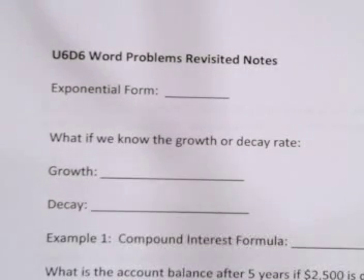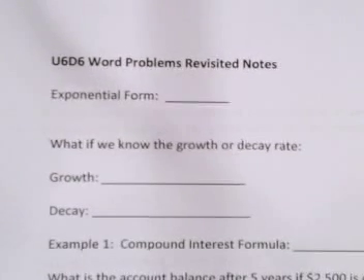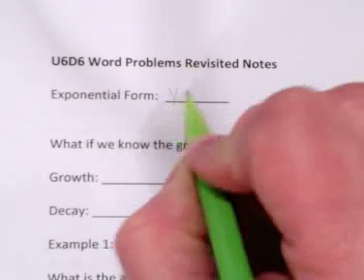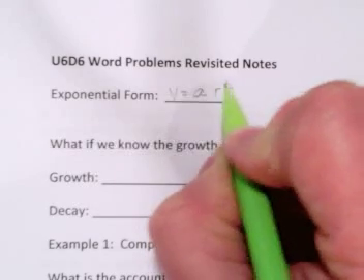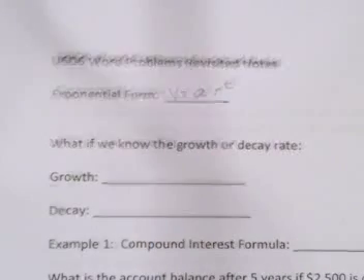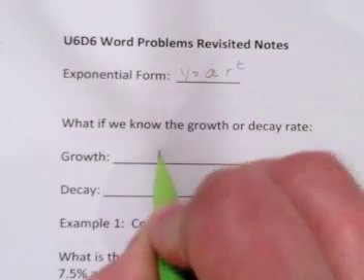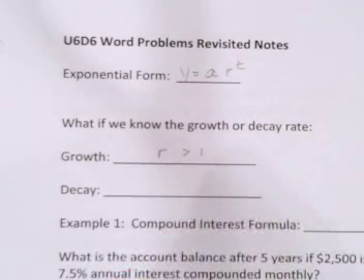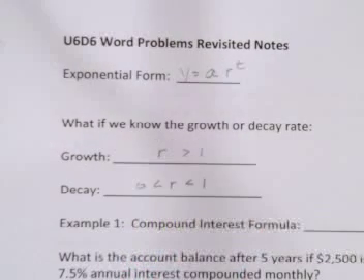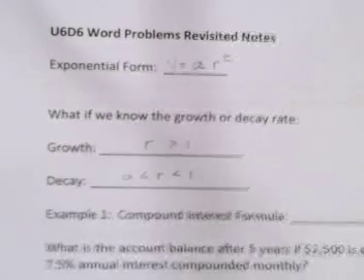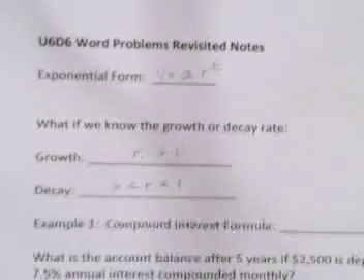Now that we've learned how to use logarithms to solve for the exponents, we can get a little more sophisticated in our word problems. So let's review real quick. Our exponential form is y is equal to a times a rate to the t or x power. And what we know is that if r is greater than 1, we have growth. And if r is in between 0 and 1, we have decay. So we need to review that.